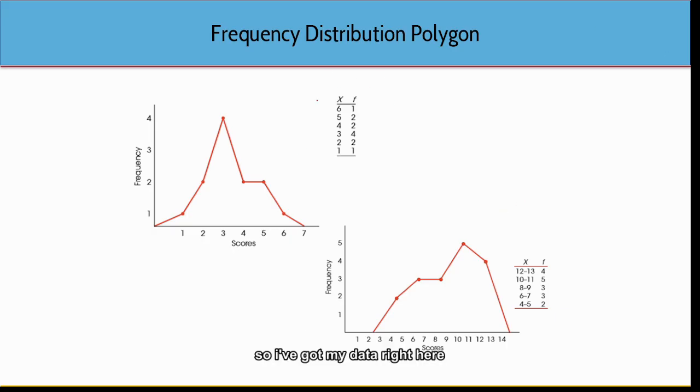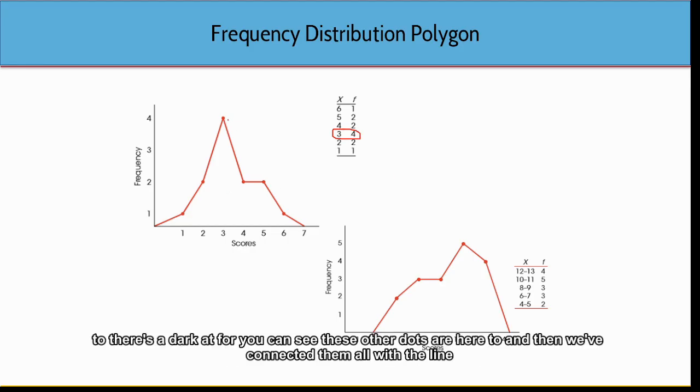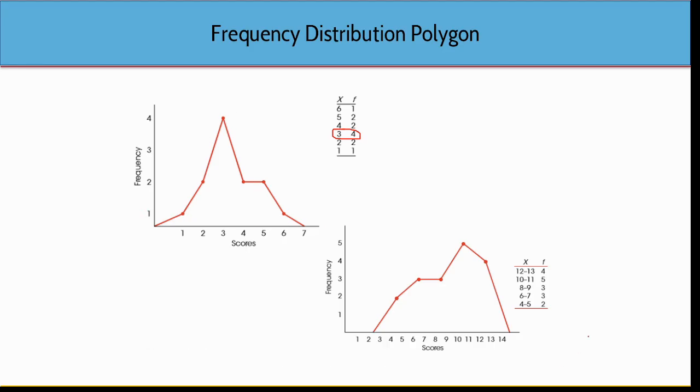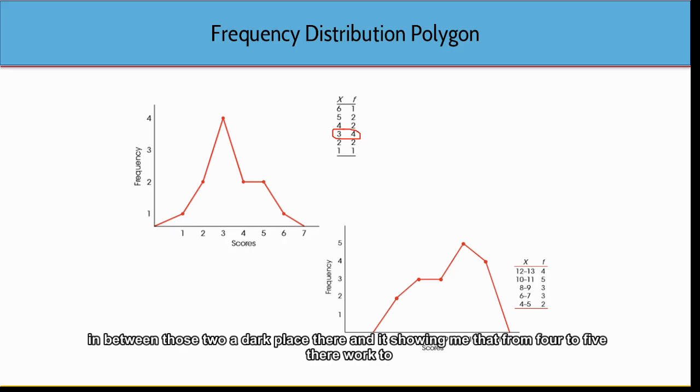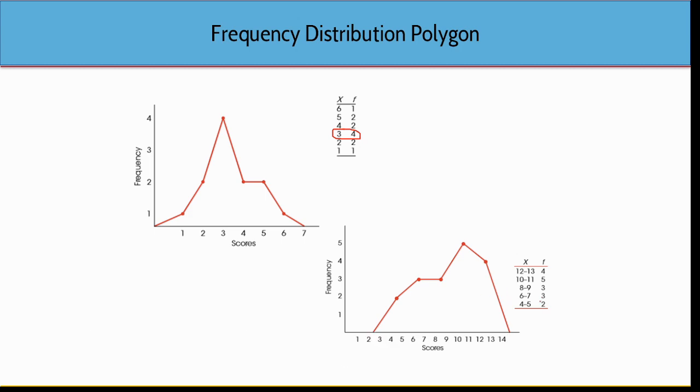So I've got my data right here. I have the possibilities of 1, 2, 3, 4, 5, and 6 for a response, and then my frequencies are listed. And look at the number 3 response. I had 4 times that response appeared. So there's a dot at 4. You can see these other dots are here too, and then we've connected them all with a line. Same thing is true down here for this graph. This frequency polygon is showing me categories. So for the category of 4 to 5, you have in between those two a dot placed there, and it's showing me that from 4 to 5, there were 2 respondents.